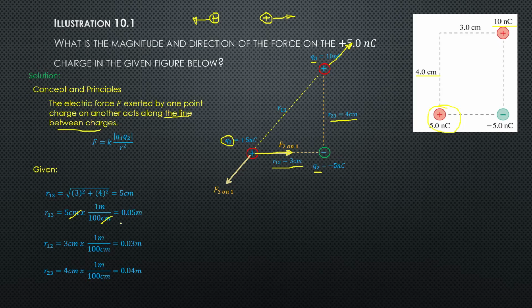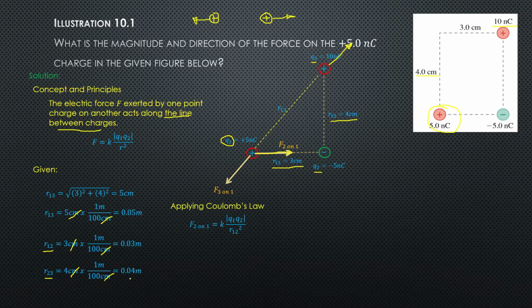Same procedure, converting the distance from charge 1 to charge 2, which is 3 centimeters: centimeters and centimeters are eliminated, and that gives you 0.03 meter. The same goes for the distance between 2 and 3. I have converted them all, centimeters will be eliminated, so the value is 0.04 meters. Take note that the distance between the two charges is always in meters.